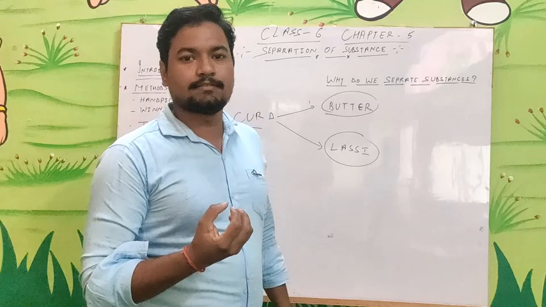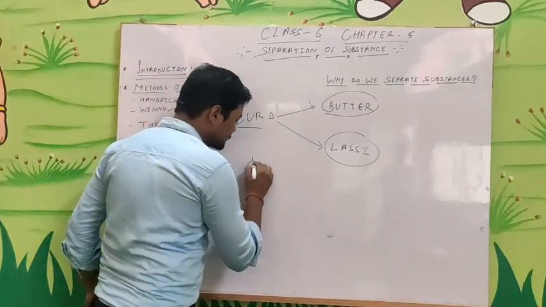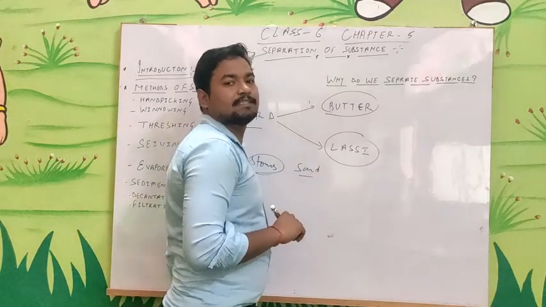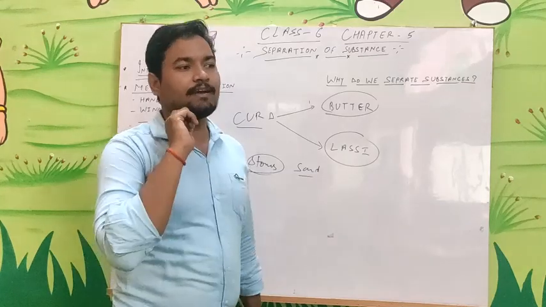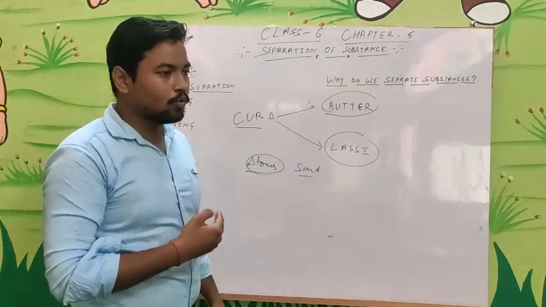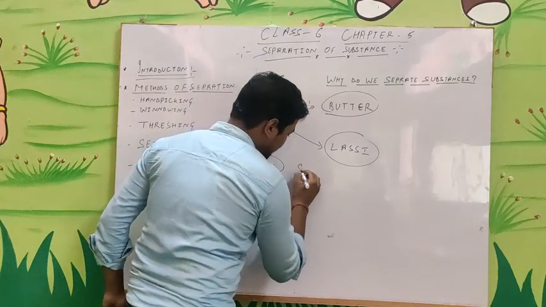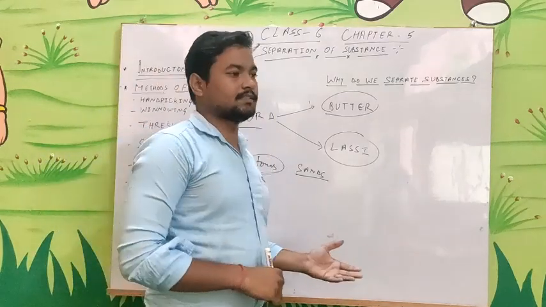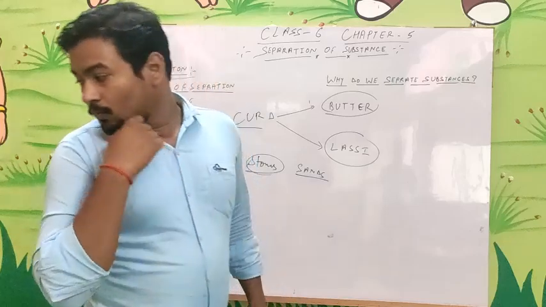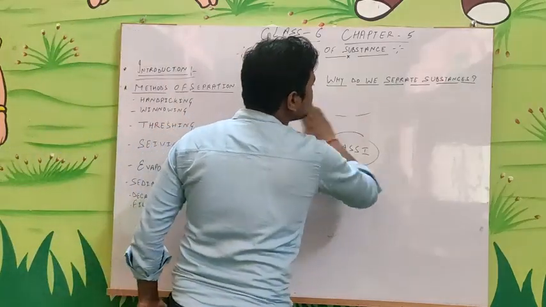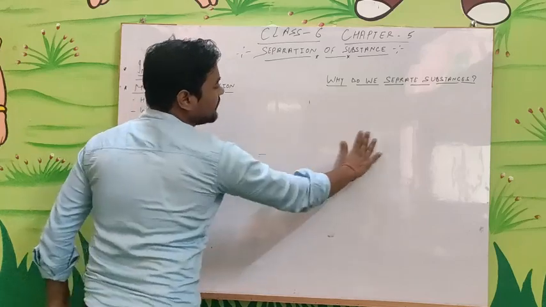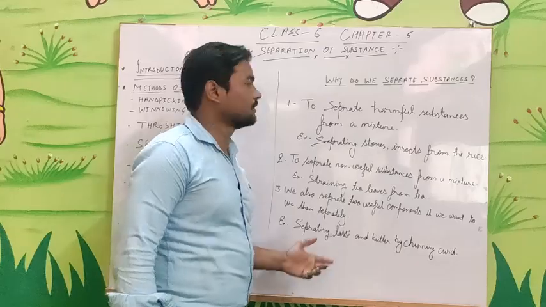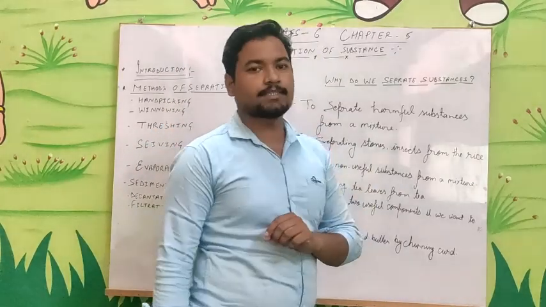There are many types of separation. You can take rice and separate the stones and sand from the rice. Why? Because we have no requirement for sand and stones in our rice. Just because of it, we do the separation. Now the question is: why do we separate substances?